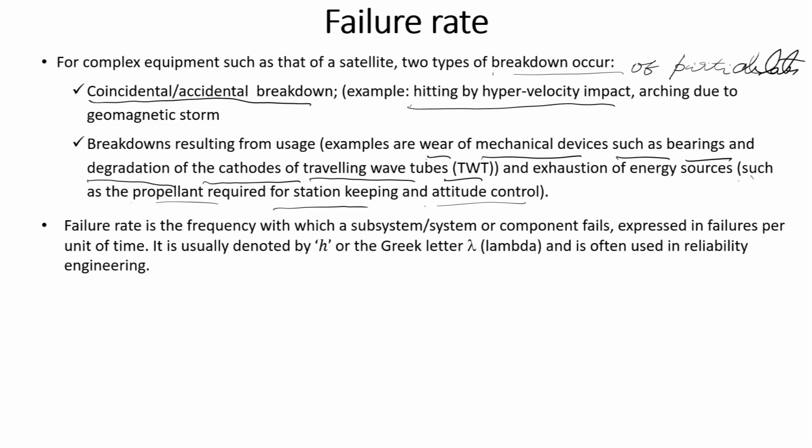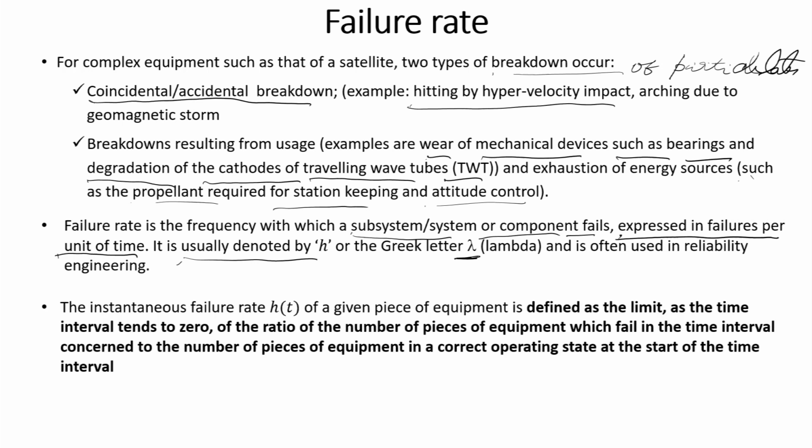So, what is the failure rate? Failure rate is the frequency with which a subsystem, system or component fails. This is expressed in failures per unit of time. We have denoted it by h(t); in some books it is written as lambda. We will also use this term when we consider a constant failure rate. So, h(t) is a function of time.